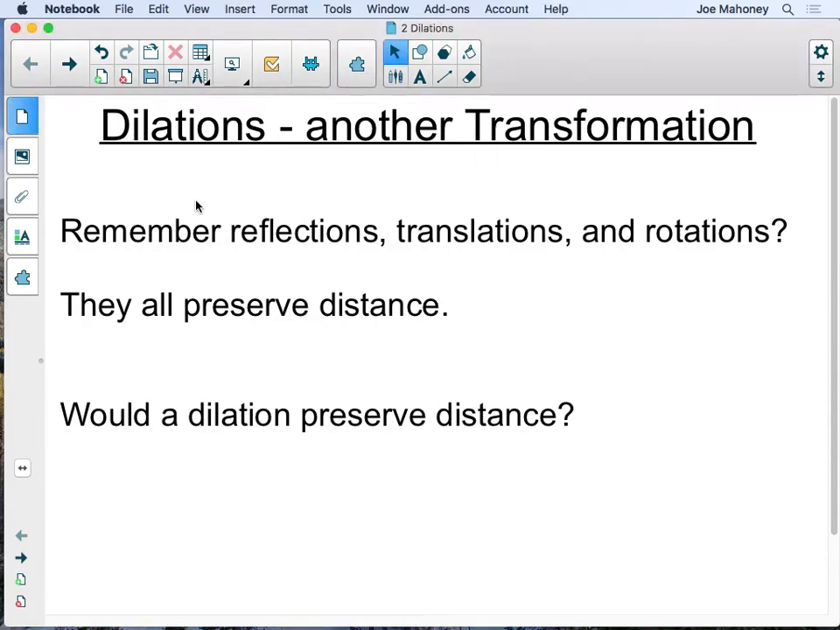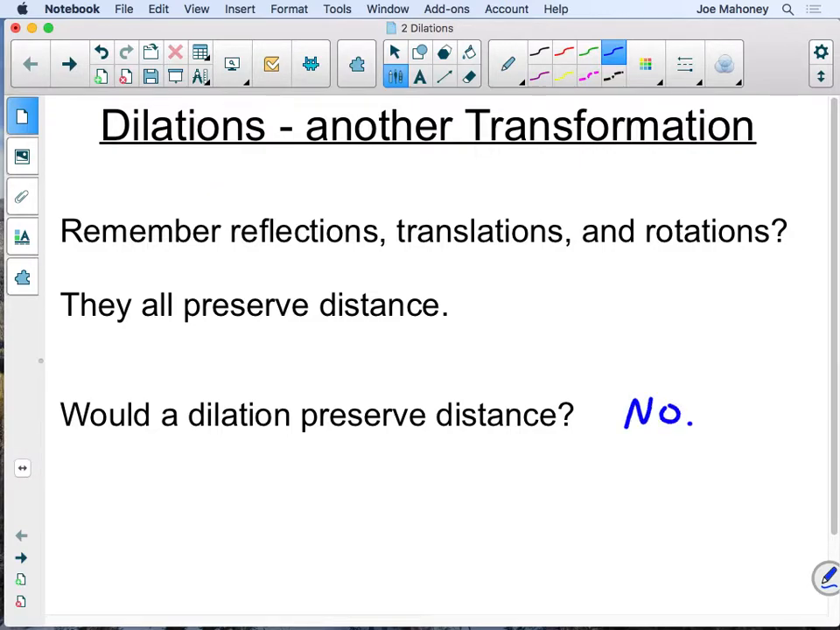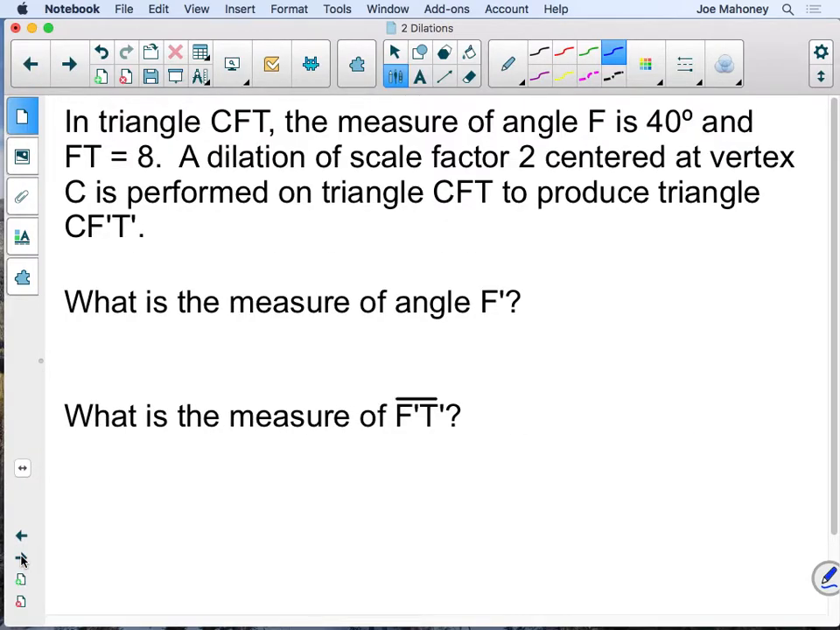If you remember back, we did reflections, we did rotations, we did translations. They were all rigid motions. A dilation is another type of transformation. The dilation, though, does not preserve distance. It makes things larger or smaller. So a dilation is not a rigid motion. The translation, reflection, and rotation, those are your rigid motions. So dilations result in similar figures.